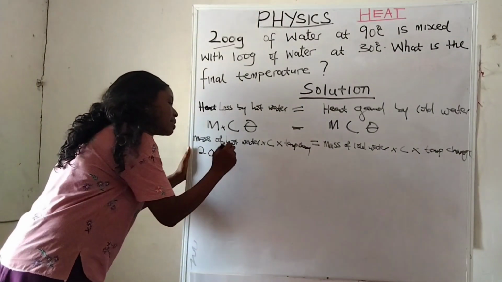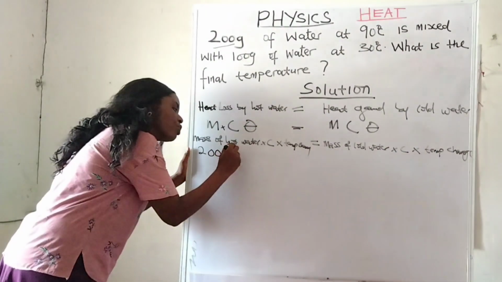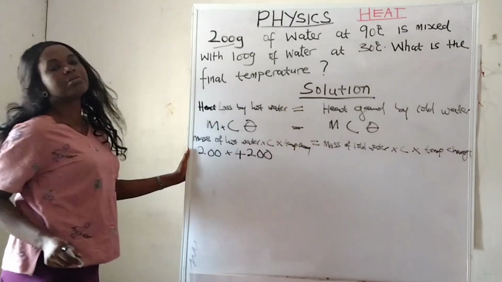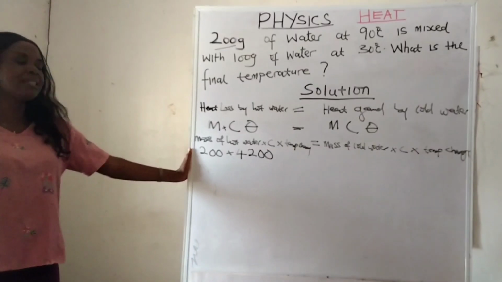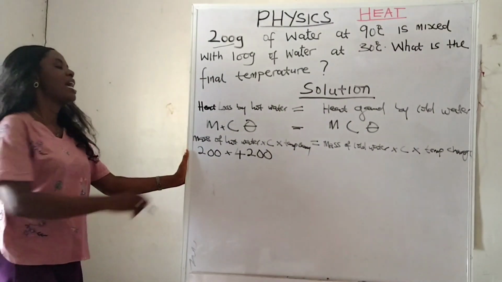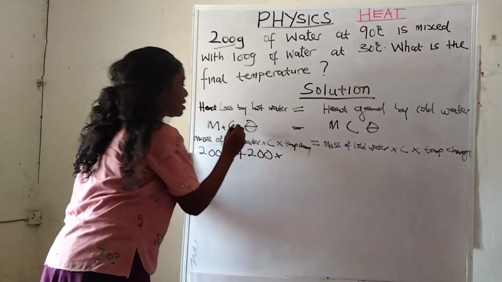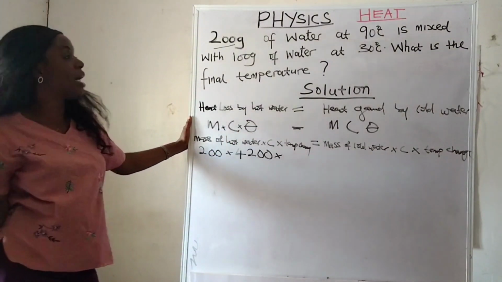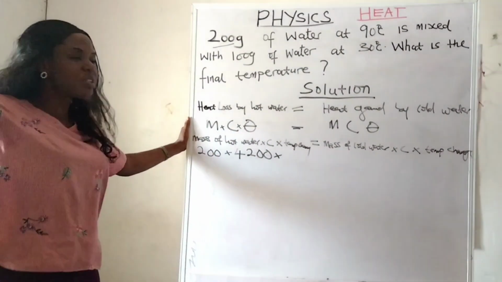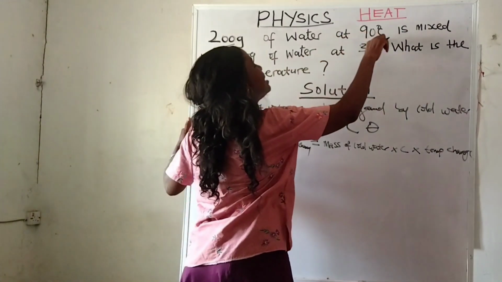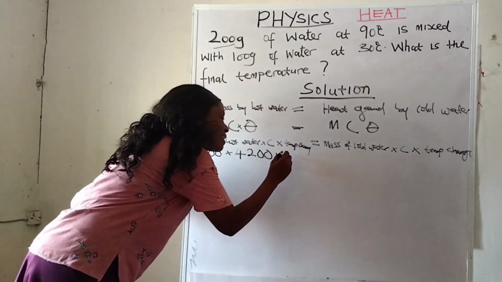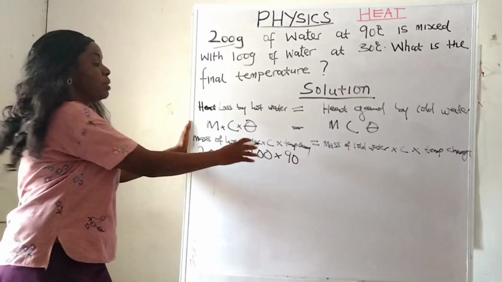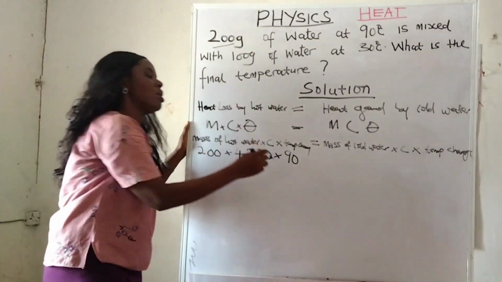So I write times specific capacity of water, 4200. You need to know this one offhand. Yes, you need to memorize it. Times again here, times temperature change. What is the temperature we are dealing with now? They told us that the hot water is at the temperature of 90 degrees Celsius. So we write 90 degrees Celsius here. That is the temperature of the hot water, the higher temperature.